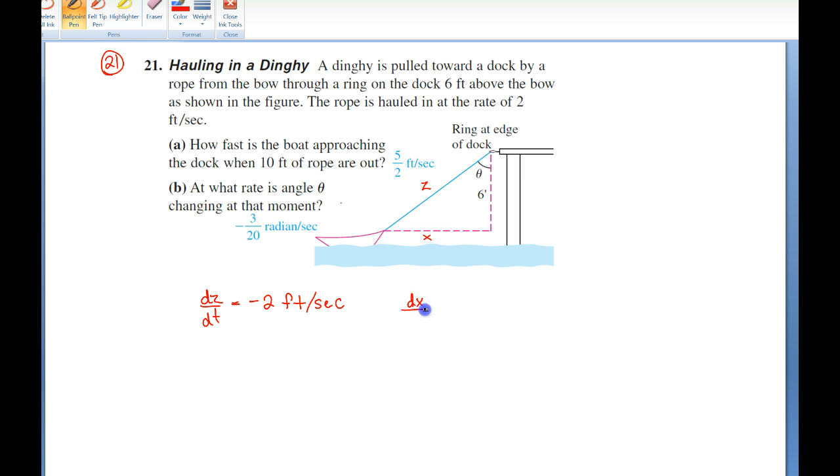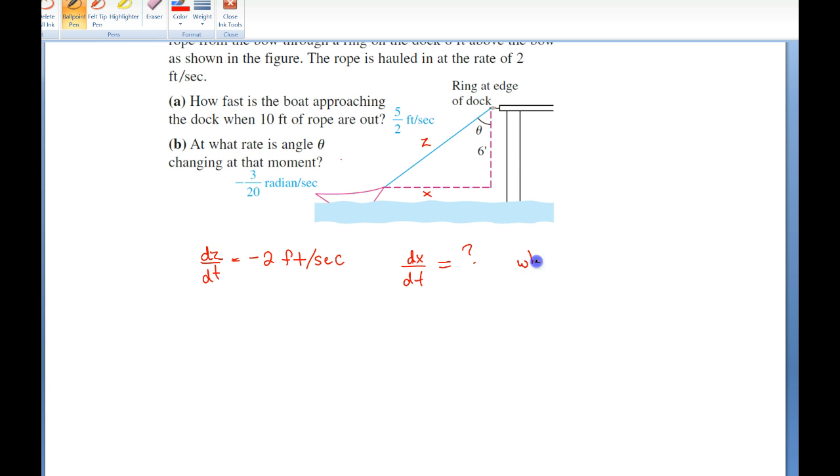So we want to find, for part A, dx dt when z equals 10. If z equals 10 and y is constant at 6, then x equals 8. So when z equals 10, x equals 8. We relate the three with x squared plus 6 squared equals z squared, and then take the derivative.